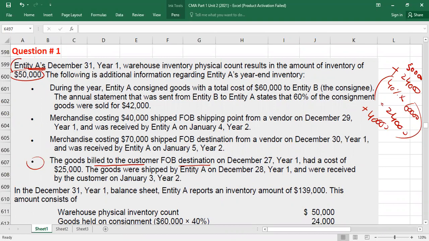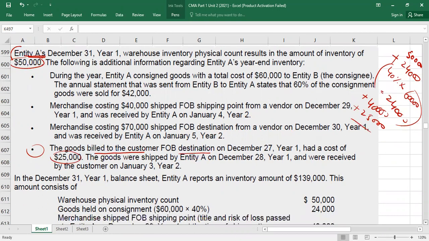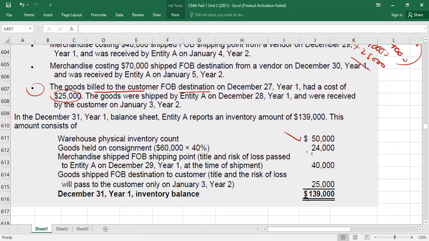What is the value of inventory? 25,000. So we will add. If you add or plus minus these things, like 5,000, 50,000 plus 24 plus 40 plus 25, this is going to be 139,000 value of the inventory. Clear? It requires just practice. Read 1-2 times carefully and do a couple of questions, 2-3 questions. It will fix in your mind. Okay?